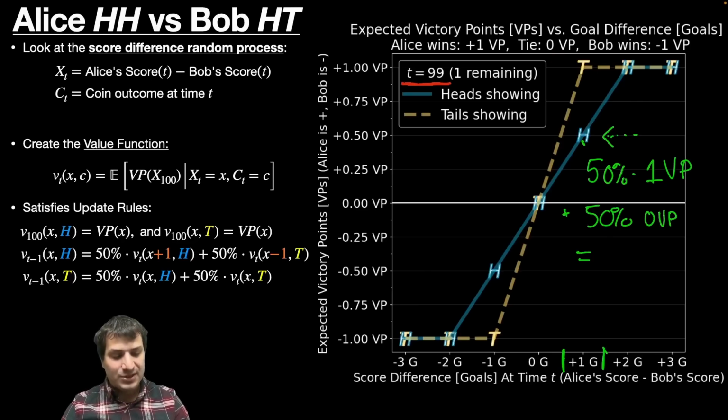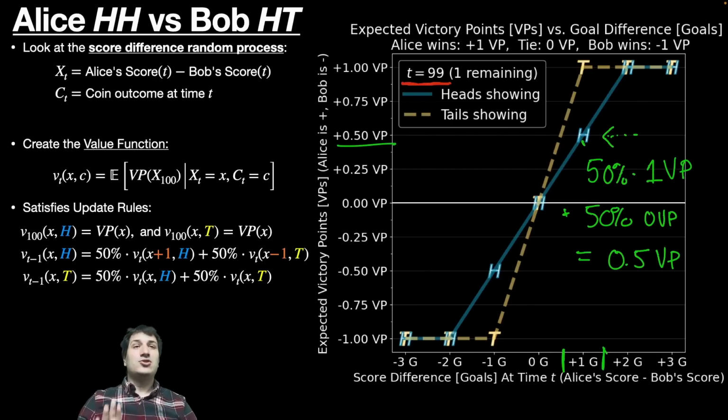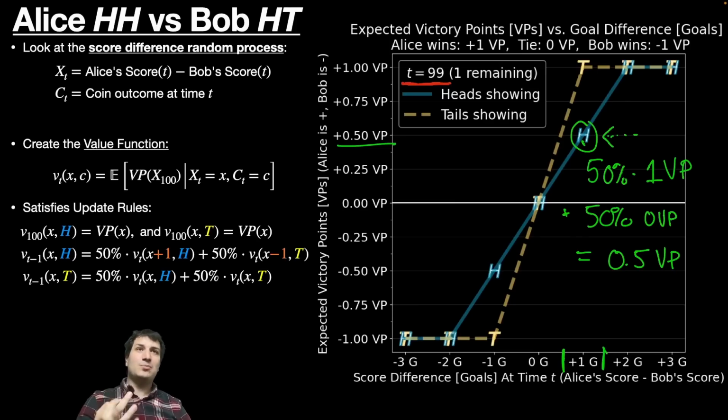If you do 50% times 1 victory point plus 50% times 0 victory points, you get 0.5 victory points. And that is exactly what is being shown over here. So these things, you can calculate them exactly by looking at all the possible futures. When there's only 1 coin flip to go, it's pretty easy to do, and it makes intuitive sense.